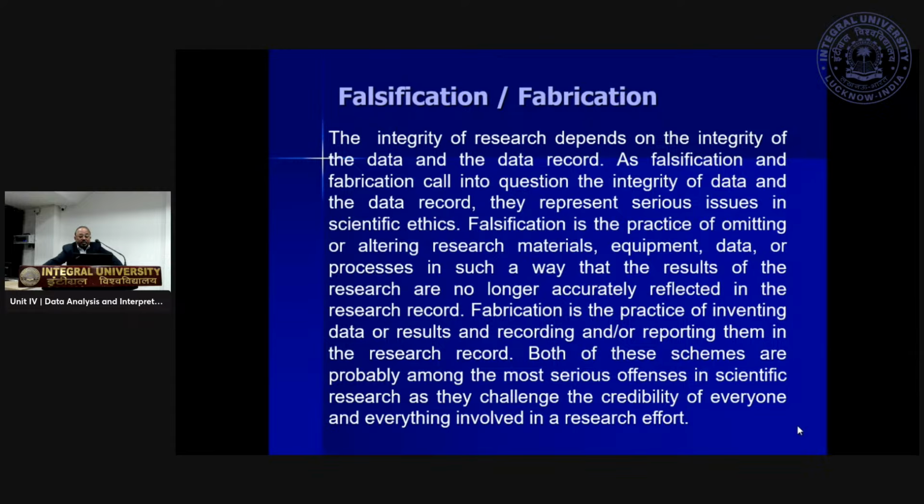Fabrication is the practice of inventing data. This is a very good word, inventing data, or results and recording or reporting them in the research record. Both of these are probably among the most serious offenses. The word offense has been used. It is a serious issue if you are using somebody else's data or falsifying data. It challenges the credibility of everyone and everything involved in the research.